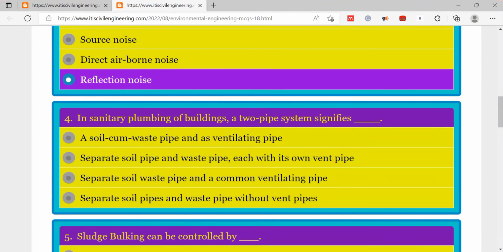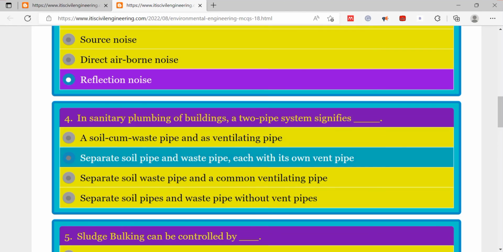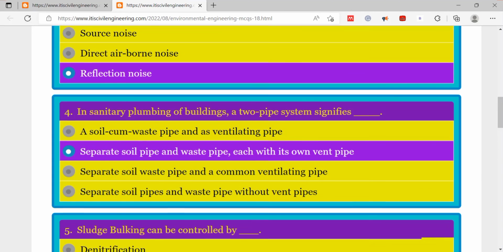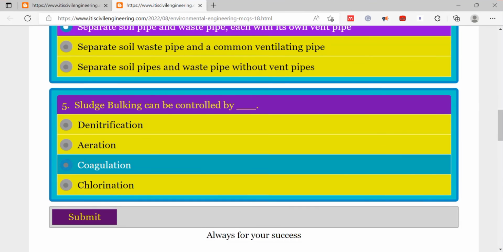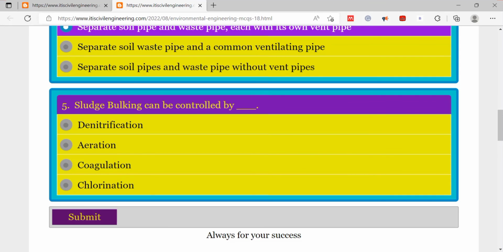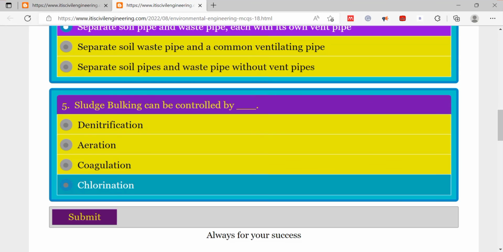In sanitary plumbing of buildings, a two-pipe system signifies that there is a separate soil pipe and a waste pipe along with its own vent pipe. Sludge bulking can be controlled by, so we can control sludge bulking by chlorination.